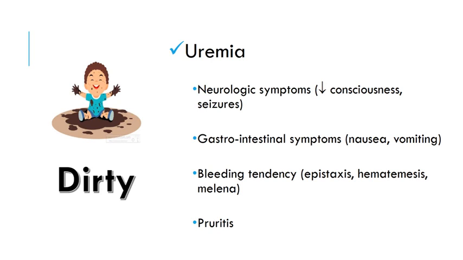If we look at the dirty category, dirty we refer to as uremia. So what are the clinical signs? If your urea goes up, you can have neurologic symptoms, so things like seizures, suppressed level of consciousness. Gastrointestinal symptoms, so epigastric pain, nausea, vomiting. They can have bleeding tendencies, and they often are very itchy, so they have pruritus.